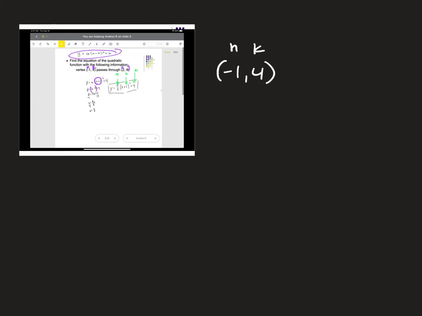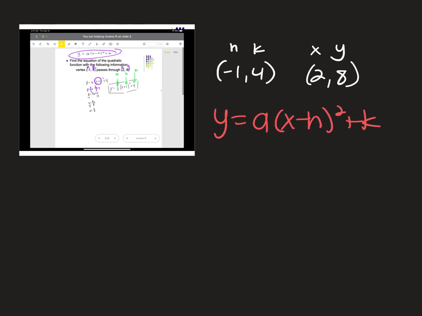So this is my h, k. It passes through (2, 8), which is my x, y. I am not giving you the equation at the top on tomorrow's quiz, so make sure that you know this: y equals a(x minus h) squared plus k.